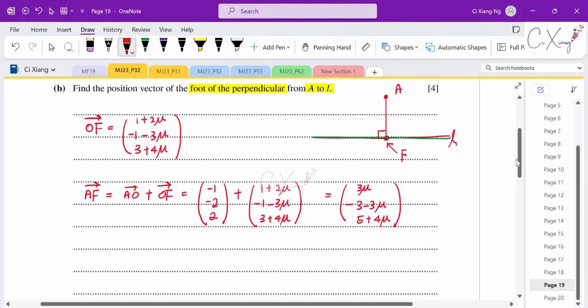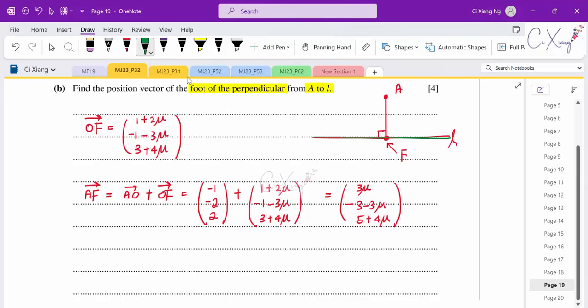So what is the useful information that I can use to find out the mu here? Like what I mentioned just now, because I know that AF is perpendicular with the line L. Therefore, if I take the dot product of the vector AF with the direction of the vector equation L, then I will get 0. Because according to the property that we learned earlier, when two vectors are perpendicular to each other, A dot B equals 0. So same thing happen here.